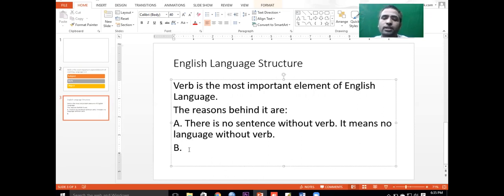And another reason is that verb changes its form. That is again important. Learning subject, object, noun, preposition is not that big a deal. But learning verb is a big deal because it changes form. The same verb might have different forms on the basis of tense and subject also.